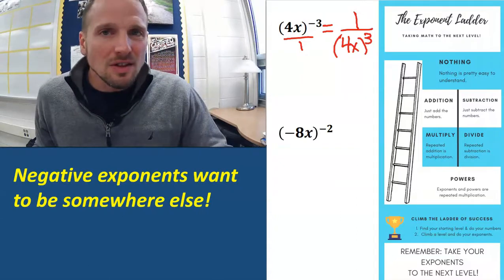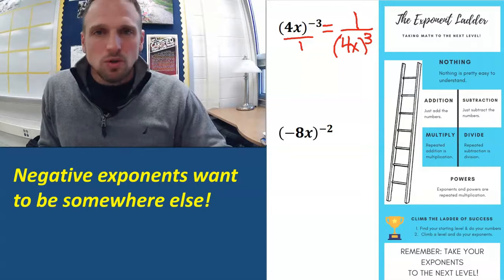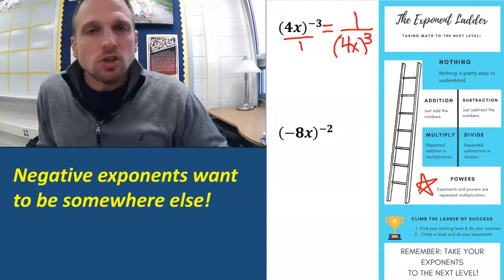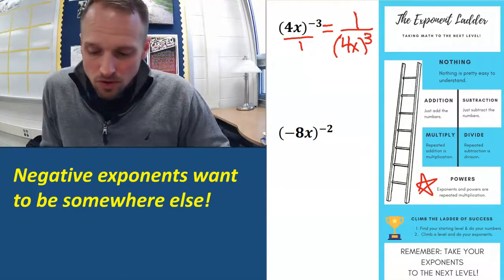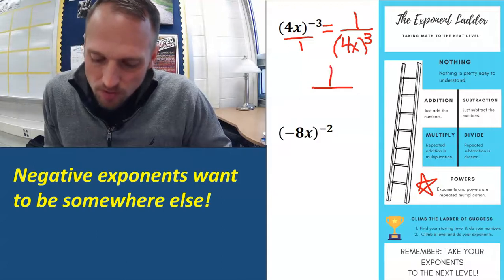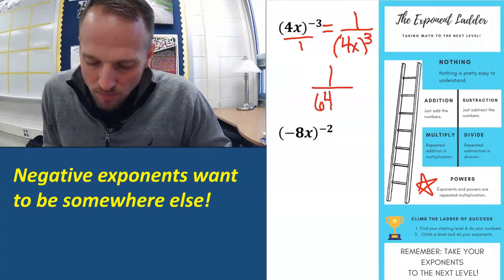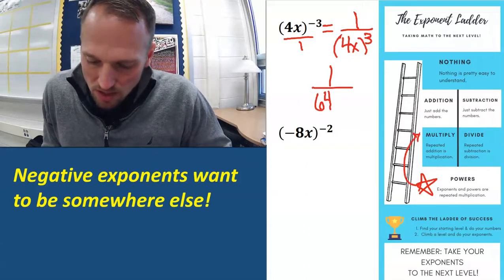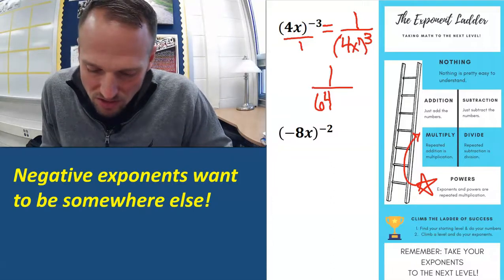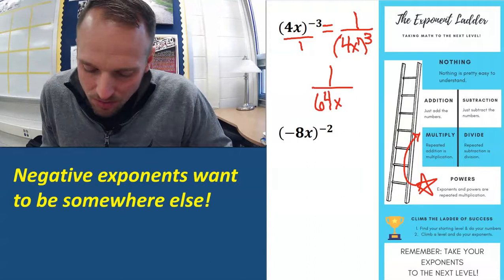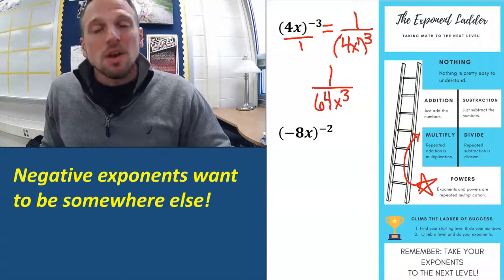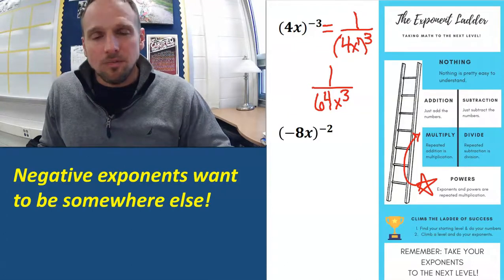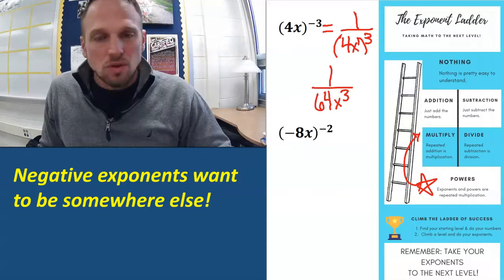Now let's simplify this a little bit more, just looking at the bottom. What are we doing down there using our exponent ladder? This is all going to the third power, so we're on the powers. So we are going to do the numbers first. 4 to the third is going to be 64. Then we're going to climb a level and multiply the exponents. X to the third, this is like x to the first. 1 times 3 is just going to be x to the third. So this is all going to simplify. 4x to the negative third is the same thing as 1 over 64x to the third.